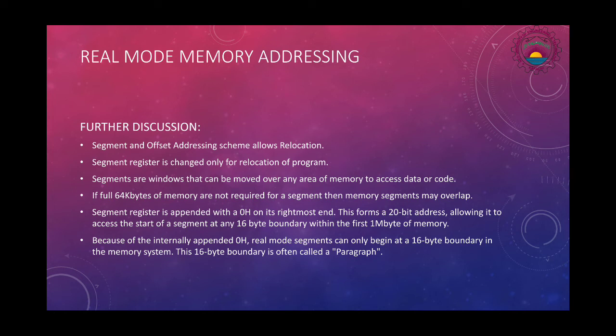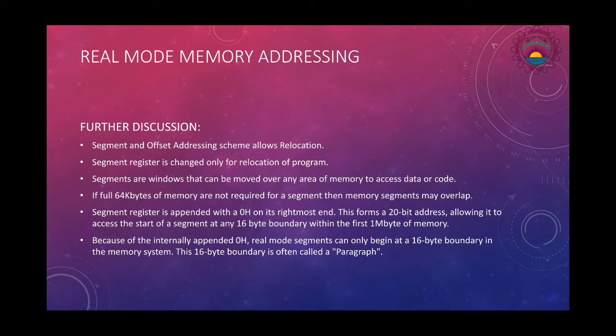So if you want to go to a segment other than the current one, then you have to change the contents of the segment register. For example, you are accessing a code segment and you want to access the code present in the second code segment, then you have to change the address present within the code segment register, and that will relocate your segment, and you will be accessing the code present in the second segment. The same is the case for the data segment.